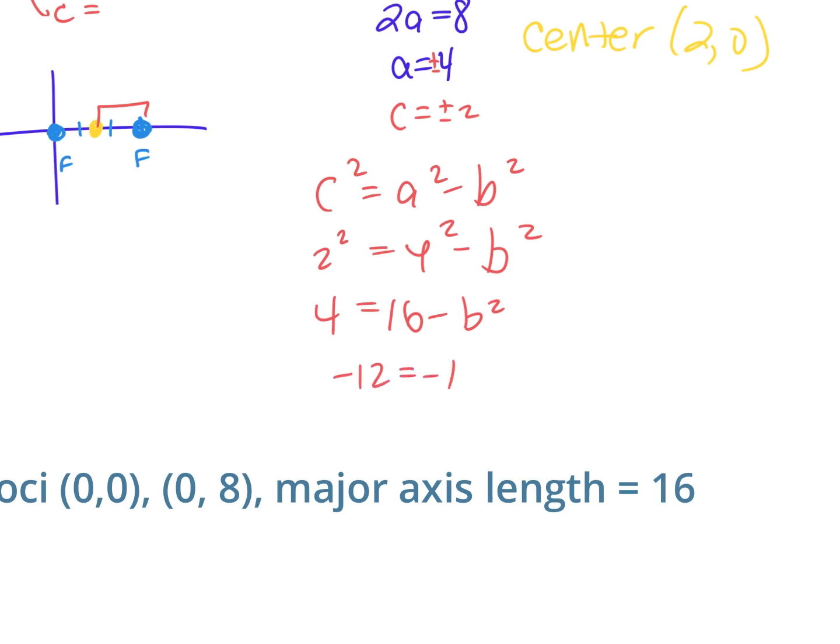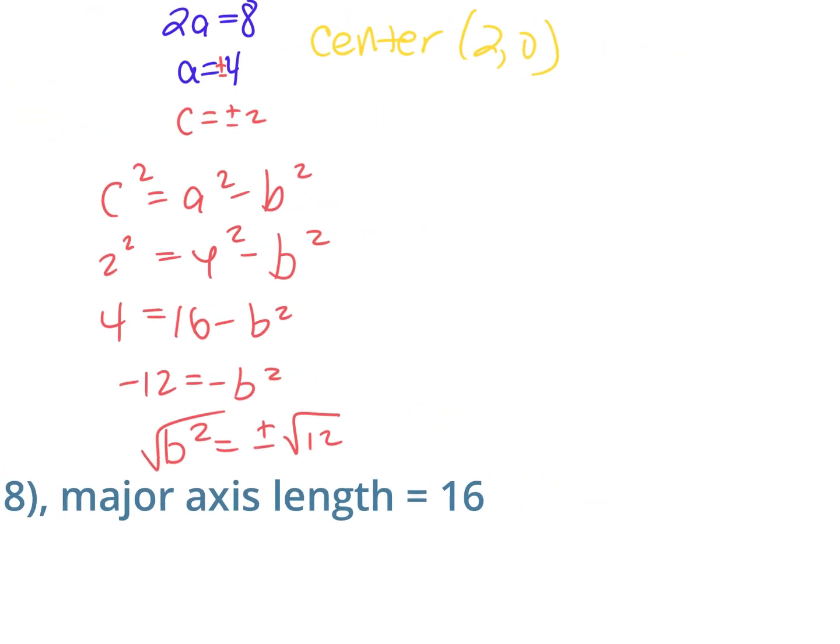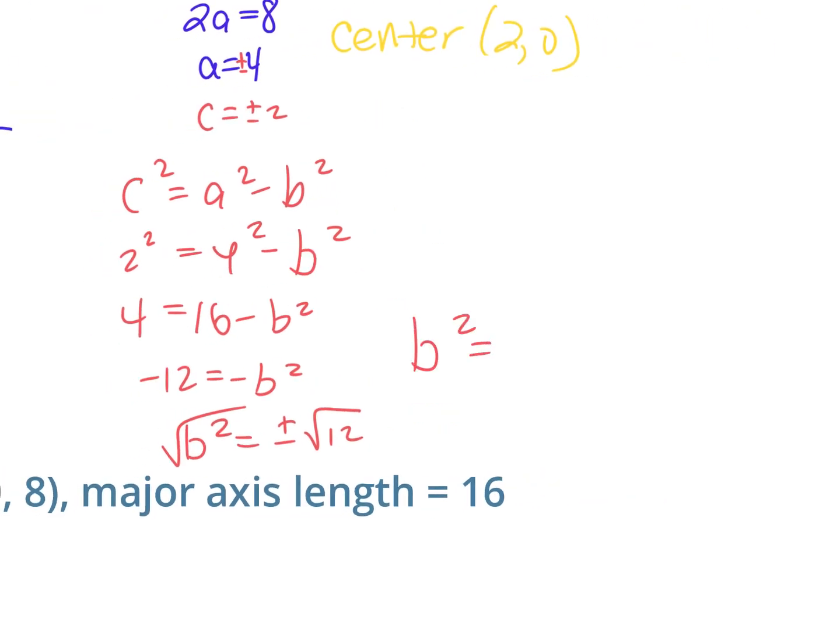Negative 12 equals negative B squared. So B squared equals what? Plus or minus the square root of 12. You could say 4 root 3. But do I really need to take the square root, guys? Leave it as what? Why should I leave it as B squared? Because that's what you need in the formula. You need A squared and you need B squared.